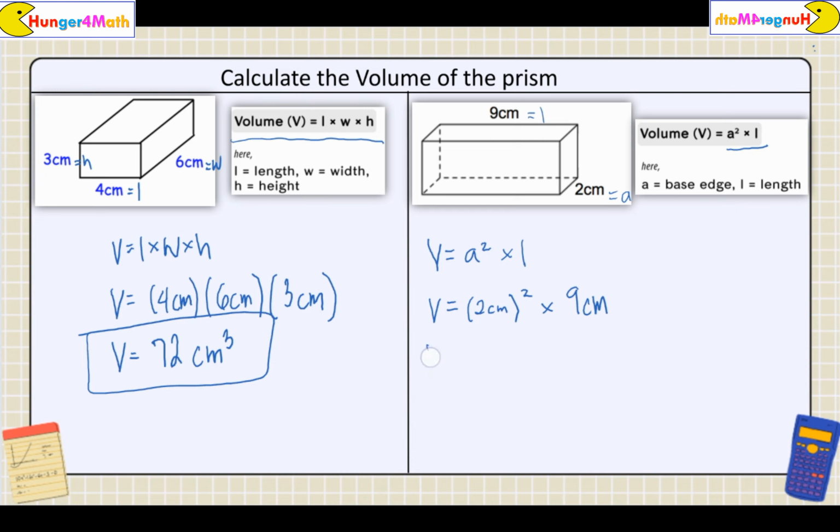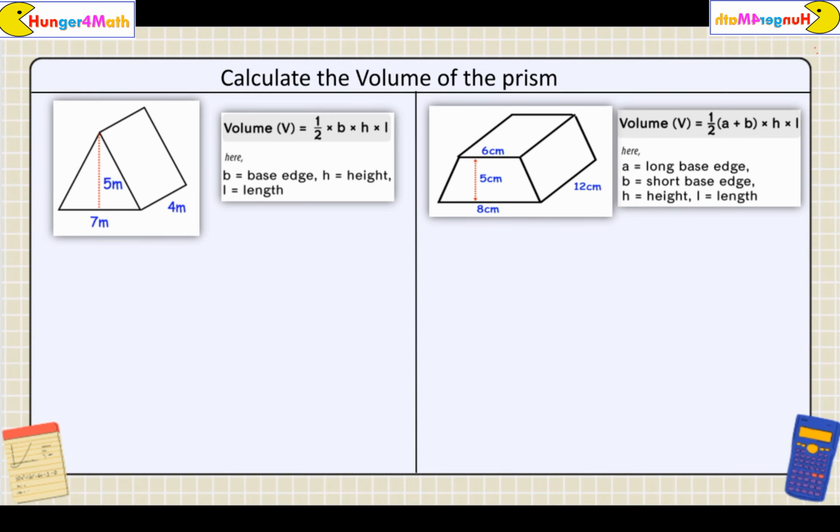Then let's solve. So volume is equal to 2 square is 2 times 2, that is 4. Then centimeter square is centimeter square. Then times 9 centimeter. Let's continue. So volume is equal to 4 times 9 is 36. And centimeter square times centimeter is centimeter cube. So for this square prism, our answer is volume is equal to 36 centimeter cube.